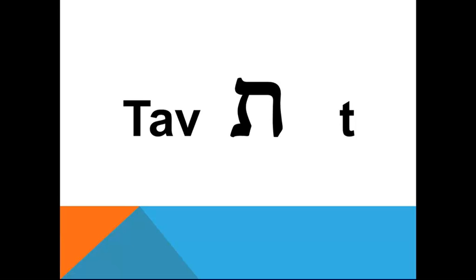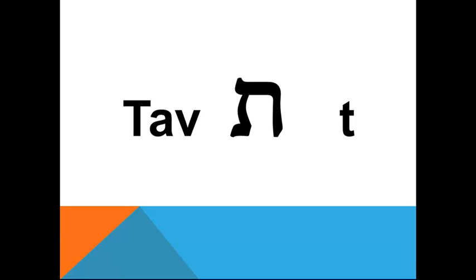Aleph, Beit, Gimel, Dalet, Hey, Vav, Zayin, Chet, Tet, Yod, Kaf, Lamed, Mem, Nun, Samekh, Ayin, Pei, Tzadeh, Kof, Resh, Shin, Sin, Shin, Tav. Sorry, I messed up there.